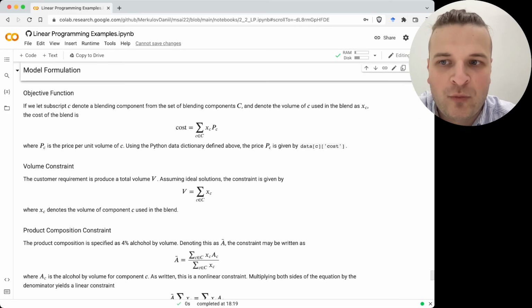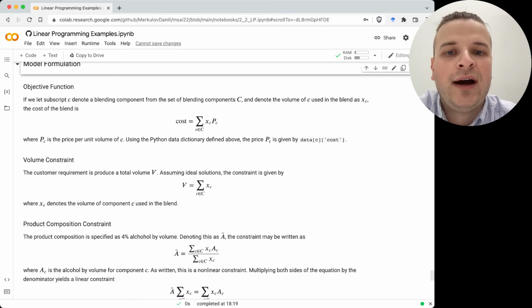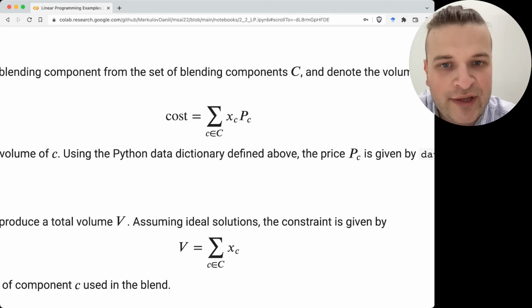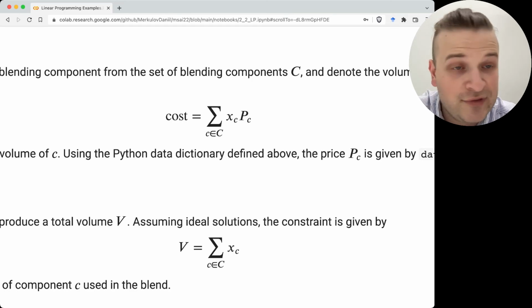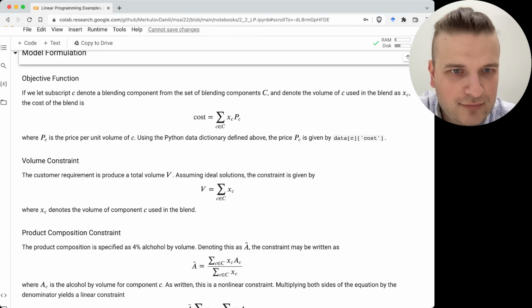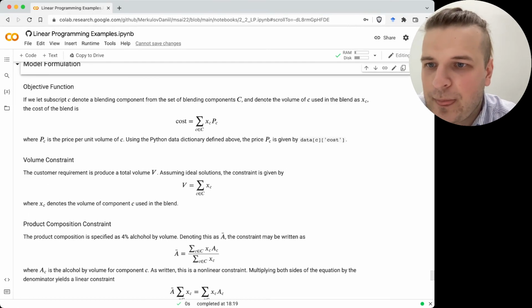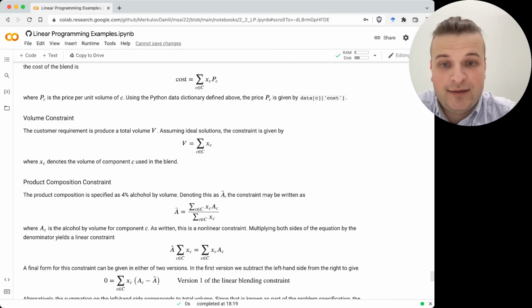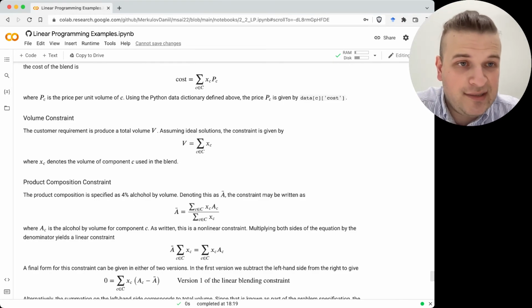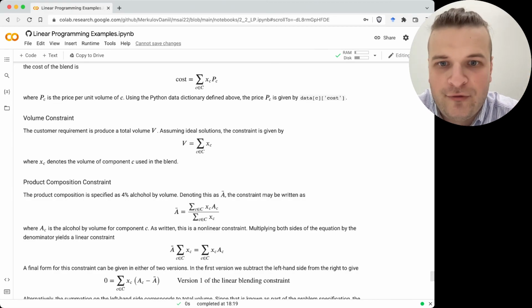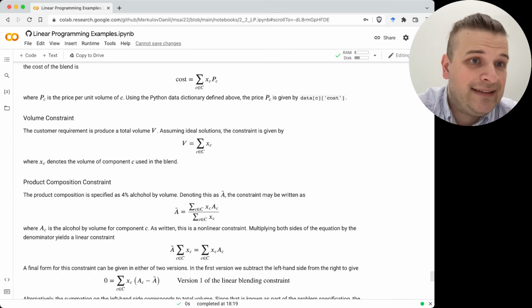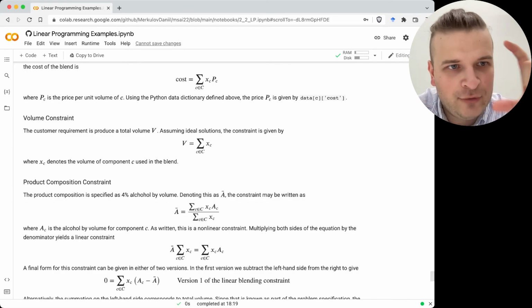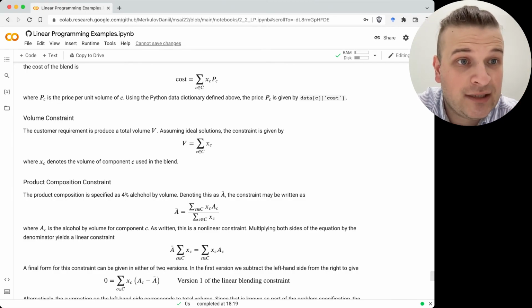That's why you formulate your objective function here. You are to minimize the total cost of the blending, and you have the volume constraint here, because, for example, the customer came to your brewery and asks for a drink of a specific value of alcohol by volume and amount, like 1 pint or 1 liter.